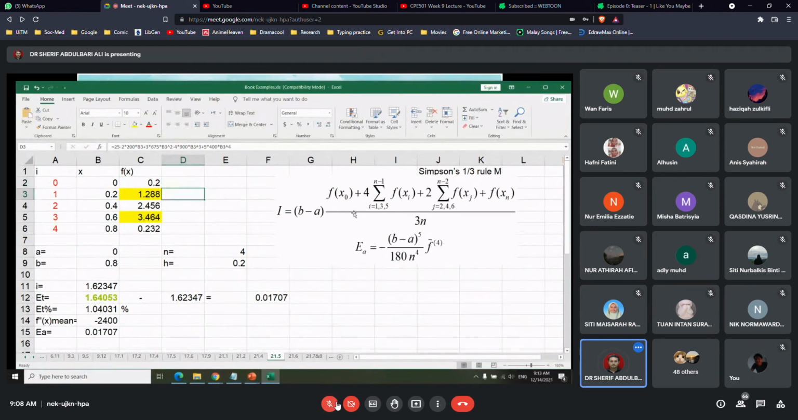Okay. So now you know why I am highlighting this one: this is 1, 3, and 5. So I cannot take 4 here. Okay. We finish with this part. So now plus 2 times the even points, which is 2, 4, and 6. So it's going to be 2 times, we say this value. Can I take 4?